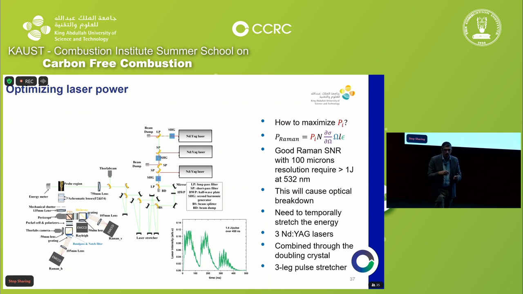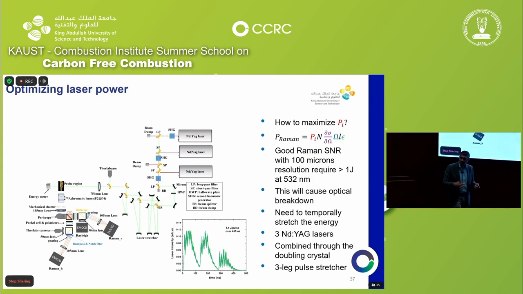Okay? So 1 foot is 1 nanosecond. This is a rule of thumb. So we have typically a path that can be 10, 20 meters. We have the overall energy stretched over about 300-400 nanoseconds. Okay? So we avoid the breakdown.